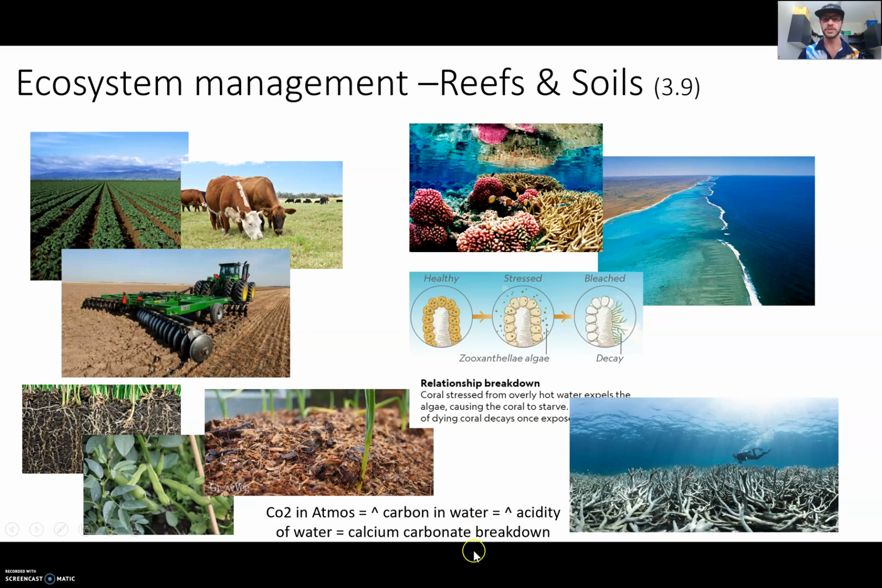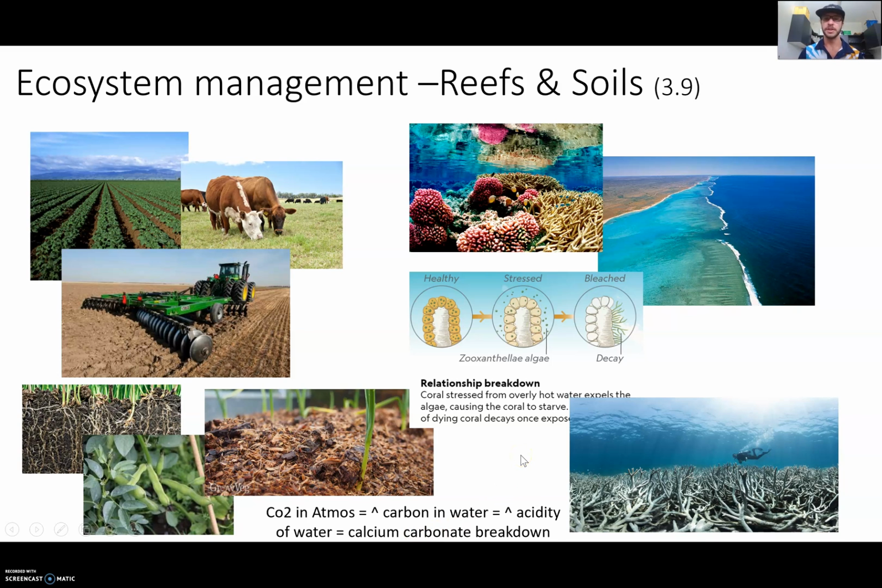Not only that, but the levels of acidity in the oceans are increasing. This is because of the increasing amounts of carbon in the atmosphere. The ocean then absorbs this increased carbon, which leads to the formation of carbonic acid, basically just making the water more acidic, and this carbonic acid interferes with the formation of coral, and corals are formed out of calcium carbonate.